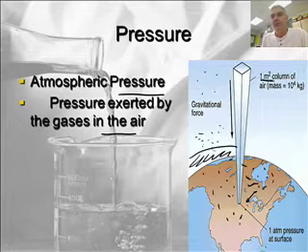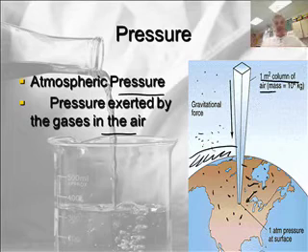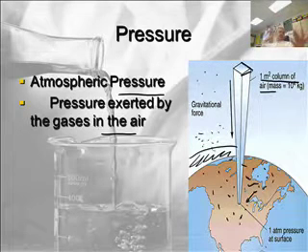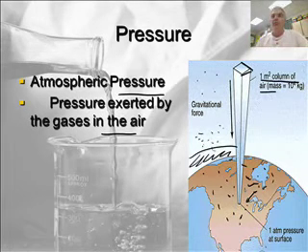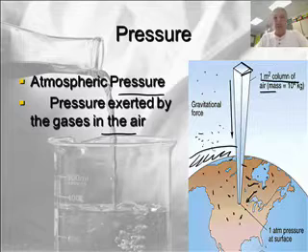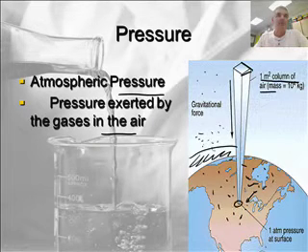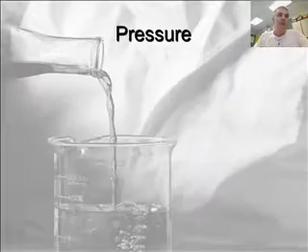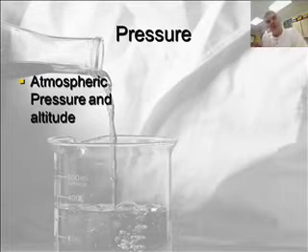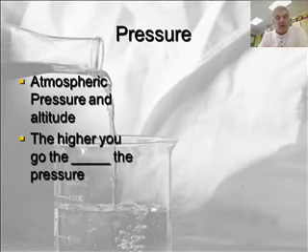So if we had a 1 meter column of air, so this is 1 meter squared, so 1 meter by 1 meter. That's 3 feet by 3 feet. What would be the pressure at the surface? Now at the surface, it sort of depends on your altitude, which we'll talk about. Okay, so the atmospheric pressure and altitude. Let's talk. The higher you go.